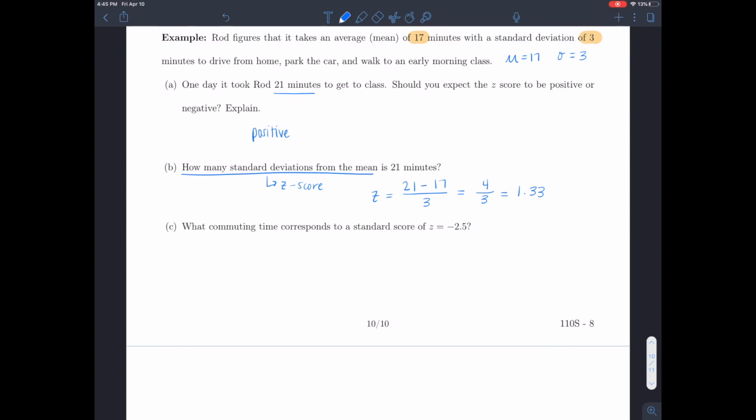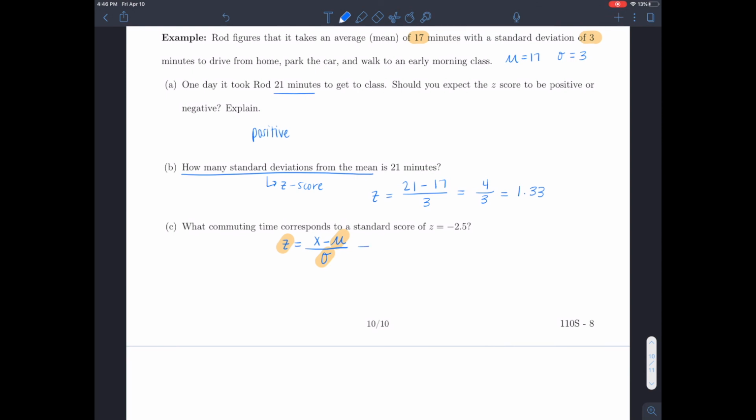For this last one, part C, what commuting time corresponds to a standard score of z equals negative 2.5? What we need to figure out here is the value of x. So if you look at the formula, z equals x minus mu divided by sigma, we're given 3 out of the 4 pieces here, and rather than having x this time, we're actually given z, mu, and sigma. So what we can do is take this equation and solve it for x, and then we can plug in all 3 of those pieces.